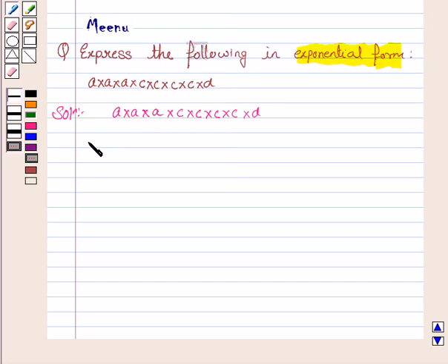So now here we are multiplying a 3 times. So the exponent form of this would be a to the power 3 into, now we are multiplying c 4 times, so it would be c to the power 4, and we have d just one time, so it would remain as it is. Hence the required exponent form is a raised to the power 3 into c raised to the power 4 into d.